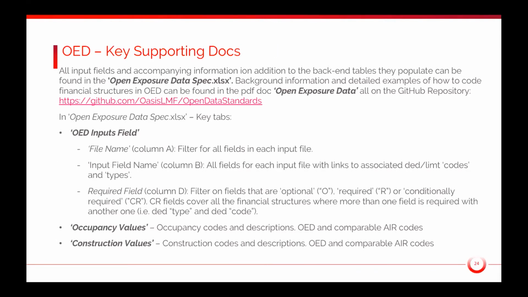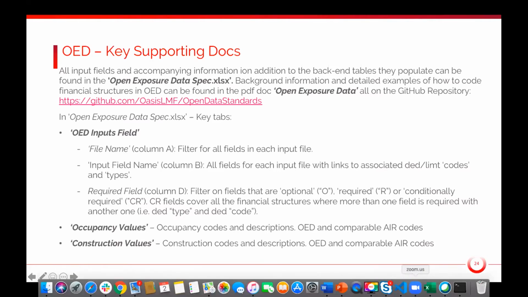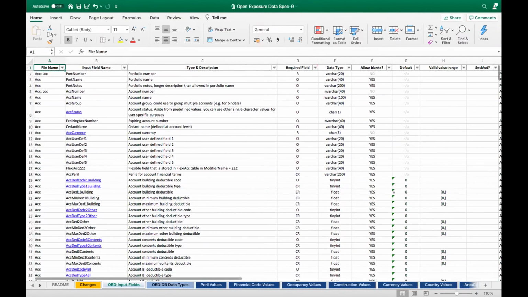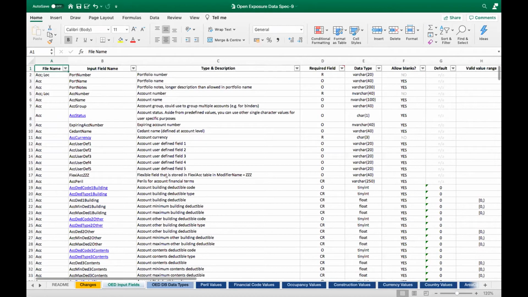So I just want to talk a bit about supporting documents. We have the OED, or Open Exposure Data, spec spreadsheet, and also a corresponding Open Exposure Data PDF or Word document. This has a lot of information in it, and it's worth going on the GitHub to have a look if you're not familiar with it. I've got some information here, but I think it's probably better if I just show you. So hopefully you can see this Excel spreadsheet with multiple tabs.